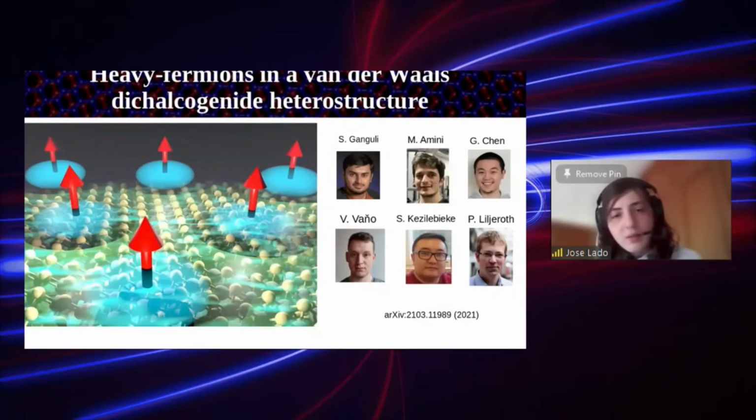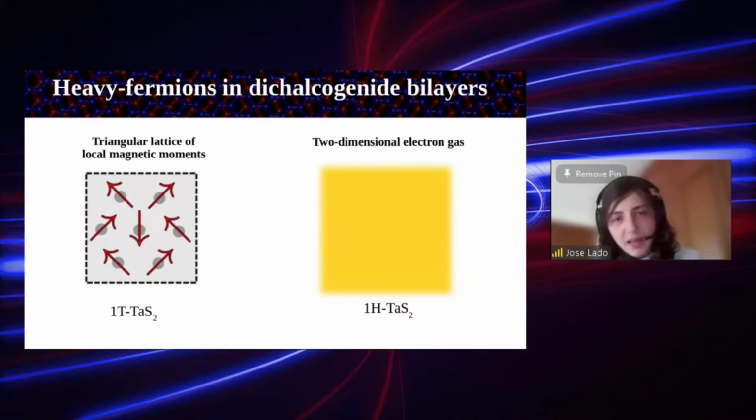Now let me move on to the most, let's say, important part of the talk, which is the experimental realization of a heavy fermion system in a twisted dichalcogenide heterostructure. And again, this experiment was, of course, only possible because of the wonderful work of the experimental group at Aalto University. So again, the basic idea is that to get a heavy fermion system, we need to combine a system that has a lattice of magnetic moments and a two-dimensional electron gas.